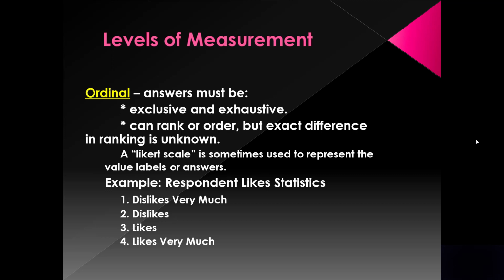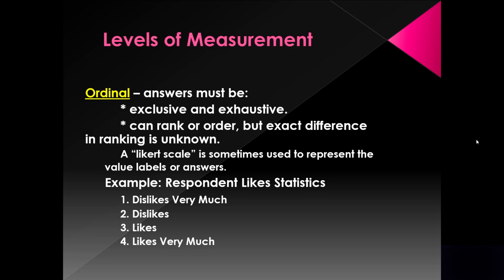Okay, so the next level of measurement is ordinal. It has the first two characteristics of nominal. The answer list must be exclusive and exhaustive. But with ordinal level variables, you can rank or order the answer list. But the exact difference between any two answers in the ranking is unknown.